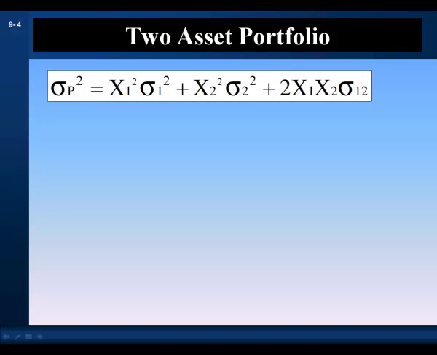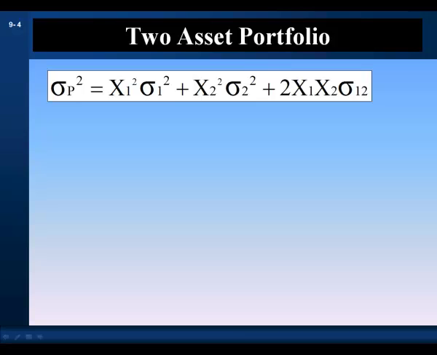So we have a basic model for the variance of a 2-asset portfolio. This is an important point. Look at the model. There are 3 things that determine the variance of a portfolio: the proportion of the portfolio invested in each security, the variances of the securities, and the covariances among the securities.